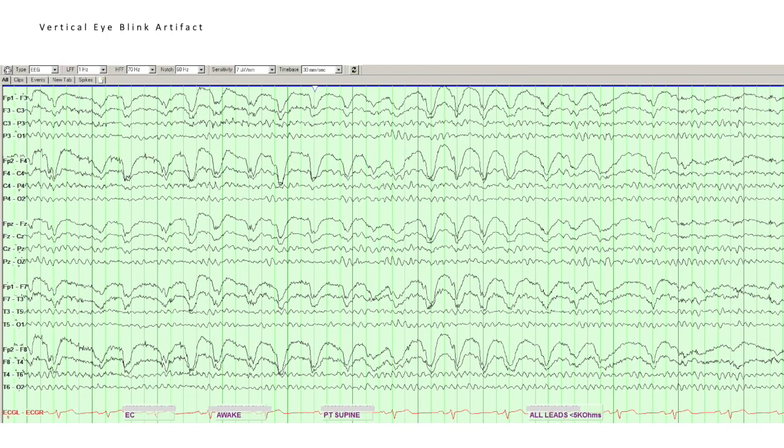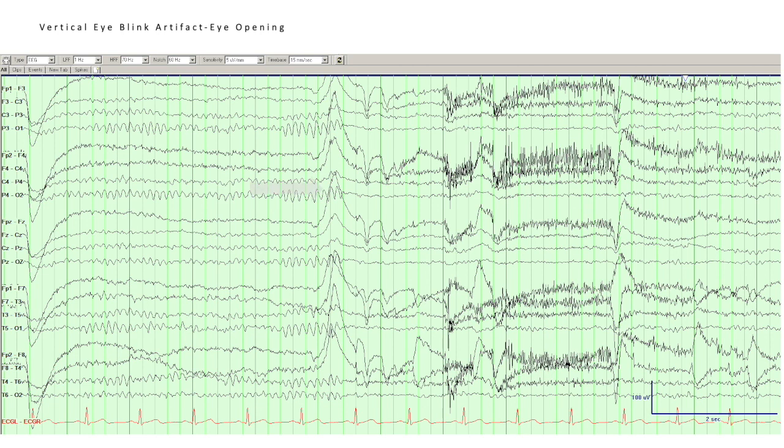Here's another example, and in this example, you see there are several vertical eye blinks occurring in succession. This is eye flutter, and this is another manifestation of vertical eye blink artifact.